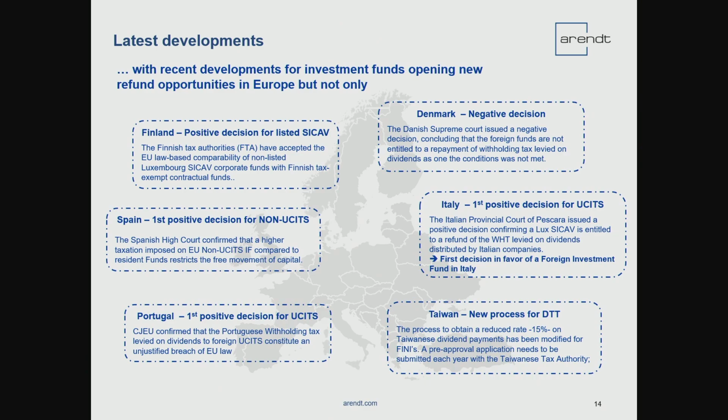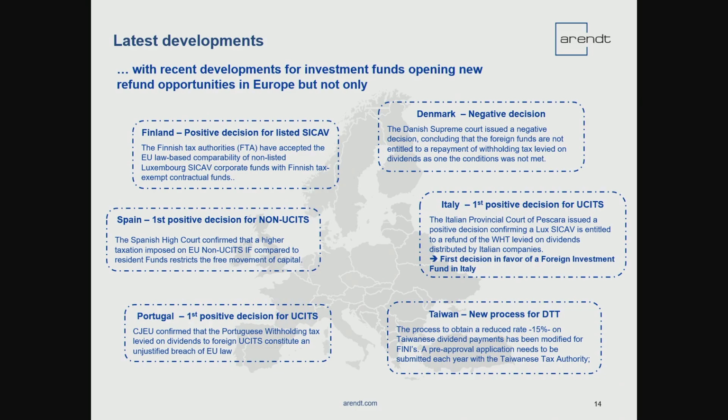So that's Spain, but it's not the only country that provided a positive decision during the last 12 months. We have also Portugal, where the arbitration court issued a positive decision for a foreign investment fund, a UCITS fund, and that has also been confirmed by the European Court of Justice, saying that there is clearly a discrimination, and a foreign fund should be treated like a local fund. So there is also an opportunity on the Portuguese market to file reclaims for UCITS funds, and also, I think, for non-UCITS funds in the future, to obtain a refund of the withholding tax.